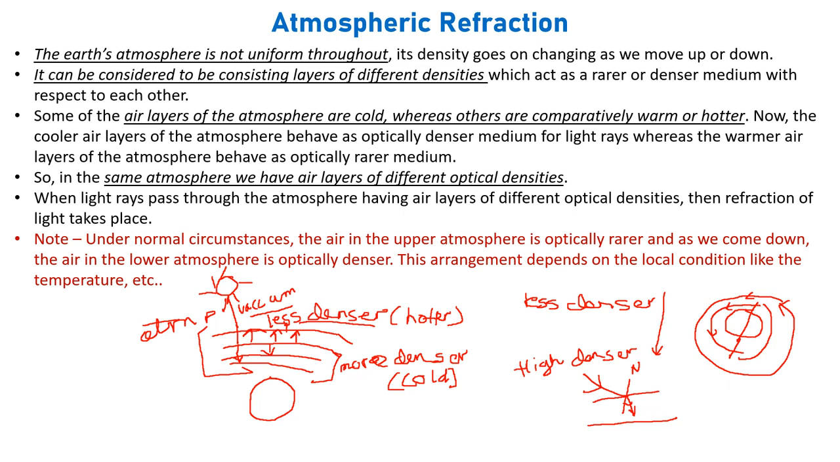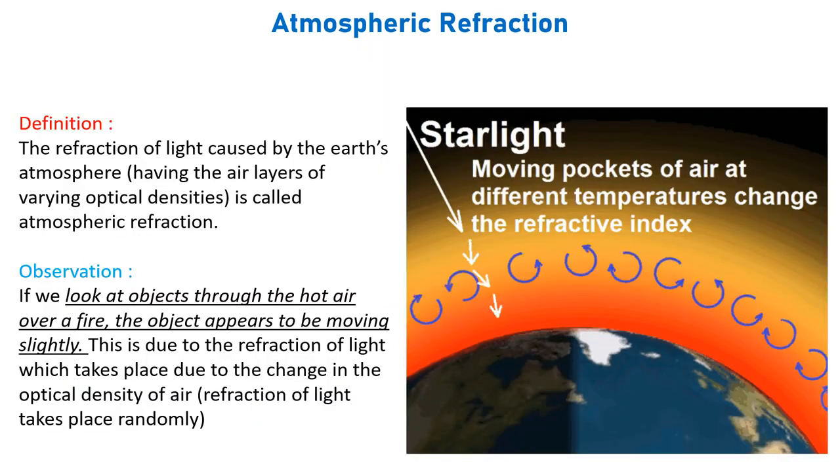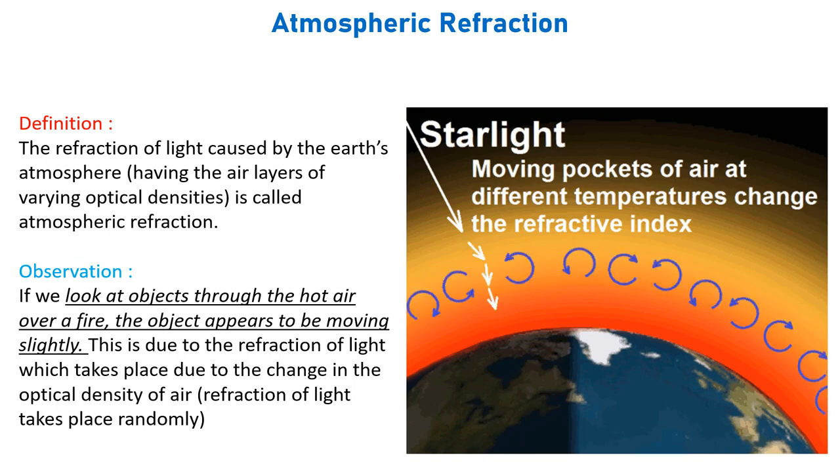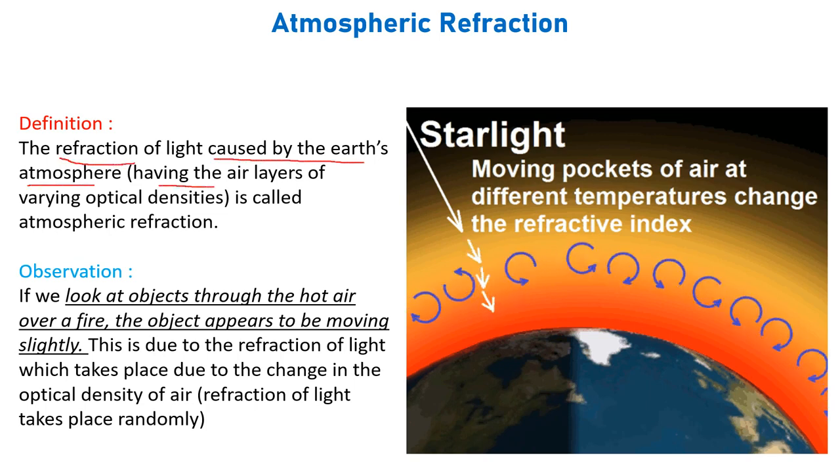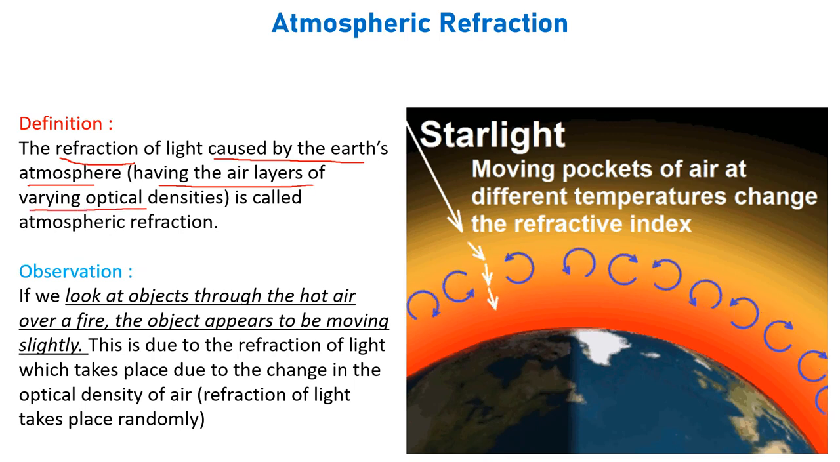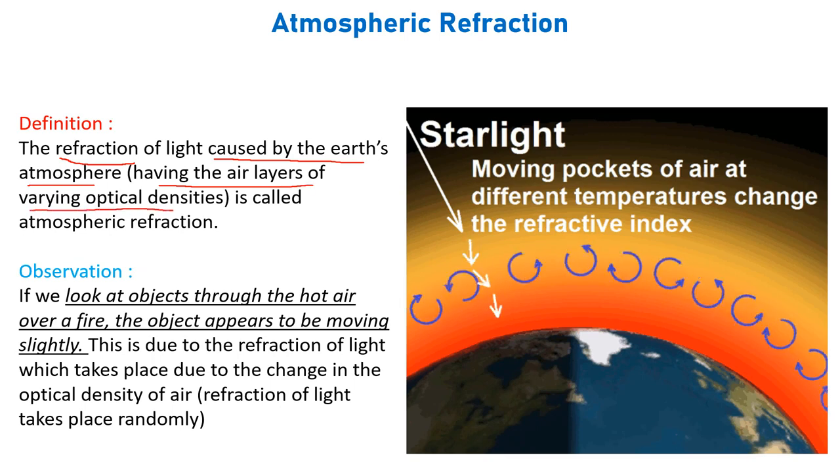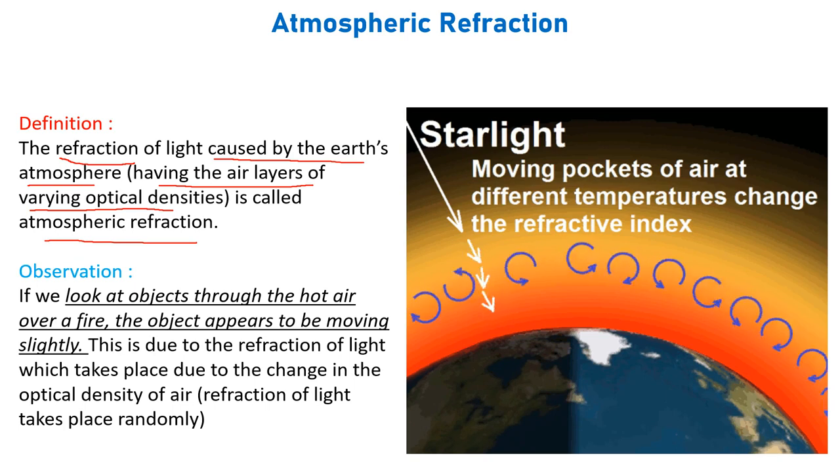So let's start. Let's see the other part of this lecture. Here is the atmospheric refraction. Now let's see the definition. The definition says that refraction of light caused by the Earth's atmosphere having air layers of varying optical densities is called atmospheric refraction. Very simple, right? Now let's see this animation.